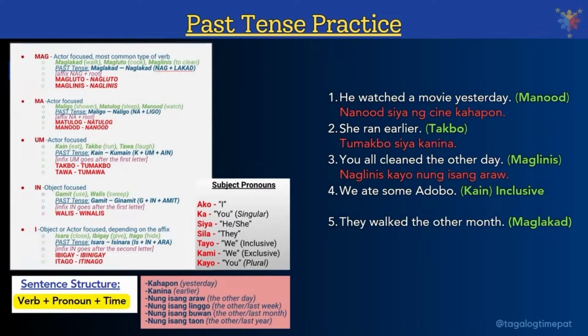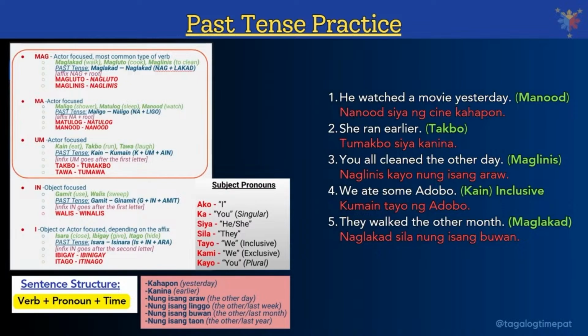Number 4, we ate some adobo. Kain is to eat. And I wanted you to use the inclusive we, so everyone ate. Kumain tayo ng adobo. We all ate some adobo. Kumain tayo ng adobo. And then number 5, they walked the other month. Maglakad means to walk. That would be naglakad sila nung isang buwan. They walked the other month. Naglakad sila nung isang buwan.